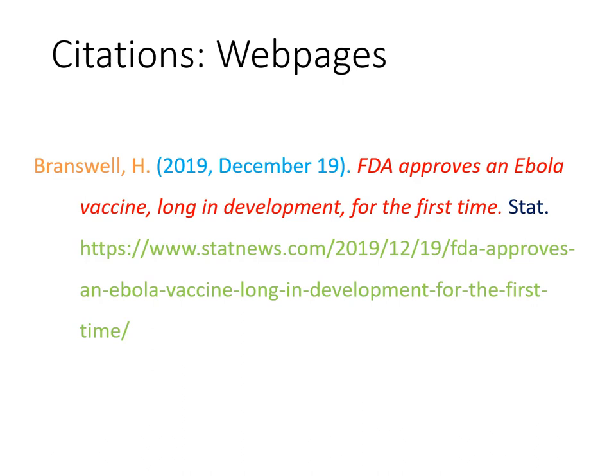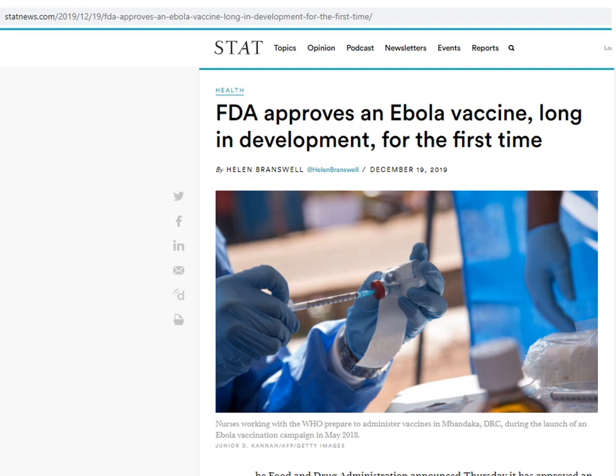Here is an example of a citation for our webpage. The author is H. Branswell, which is written as Branswell, H, period. The information was published on December 19, 2019. You have the title of the webpage, the name of the organization, the website is STAT, and you have the URL. In order to find this information, take a look at the screenshot of this webpage.